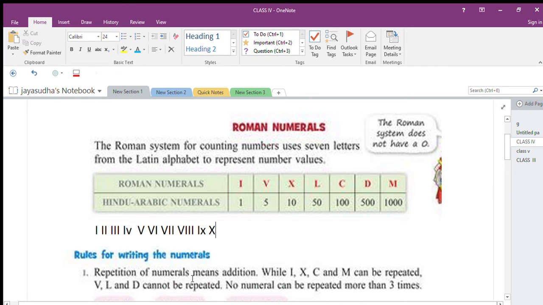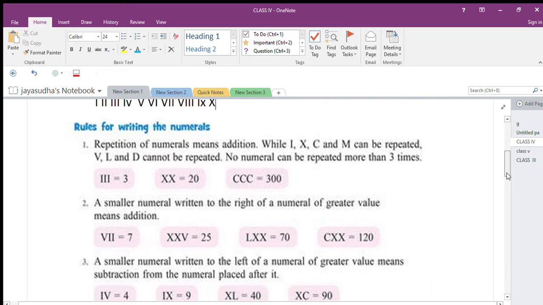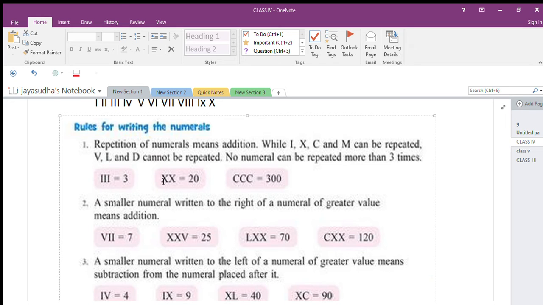Now, rules for writing the numerals. If you want to write Roman numerals, you have to follow some rules. Rule 1. What is rule 1 here? Repetition of numerals means addition. You have to repeat the Roman numeral 2 times or 3 times, and that means addition.